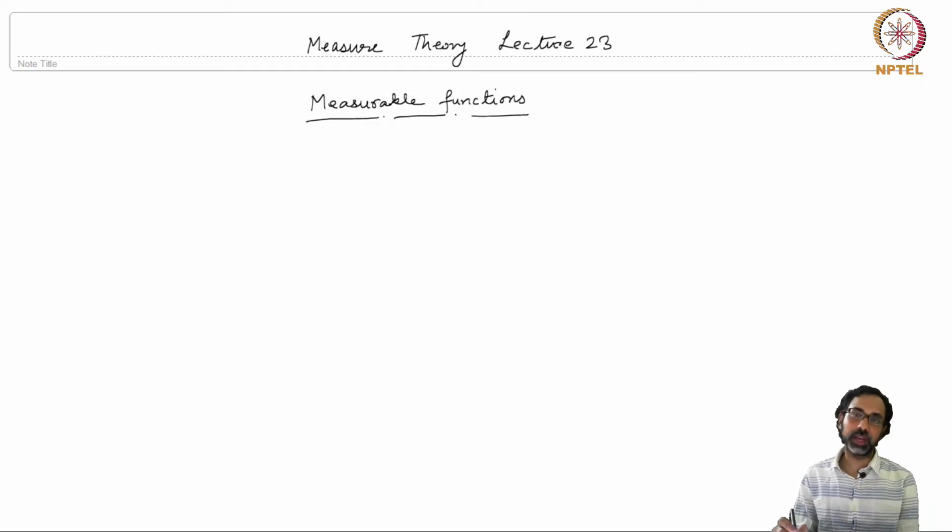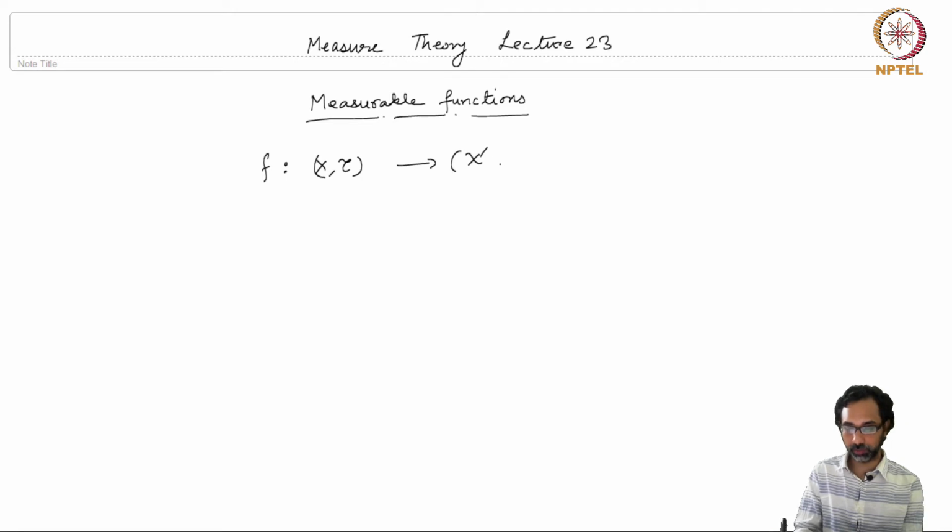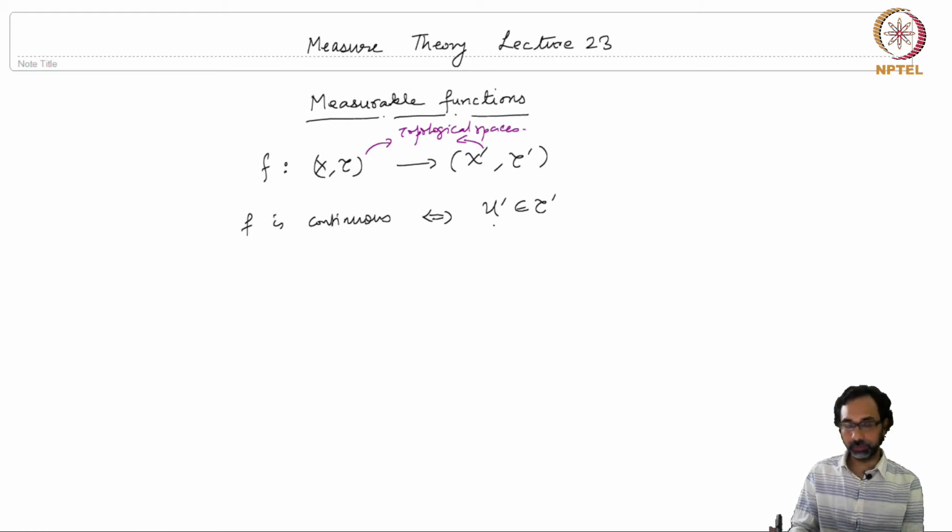We now come to a new topic, which is that of measurable functions. So we know that if f is a function between two topological spaces (X, tau) and (X', tau'), then f is continuous if and only if for any open set U' in X', f inverse of U' is open in X. So f is continuous if and only if pre-images of open sets are open.